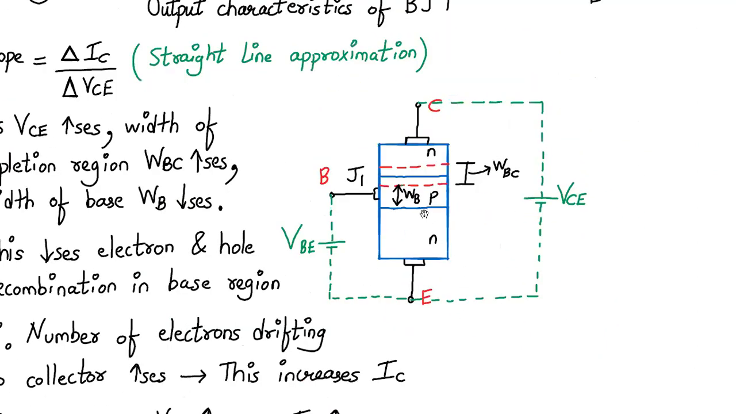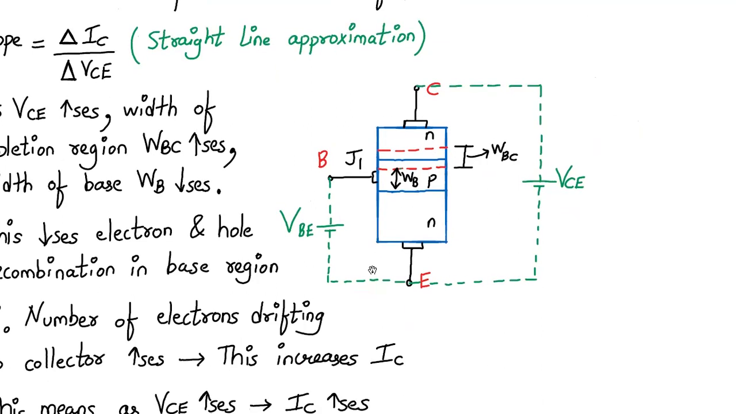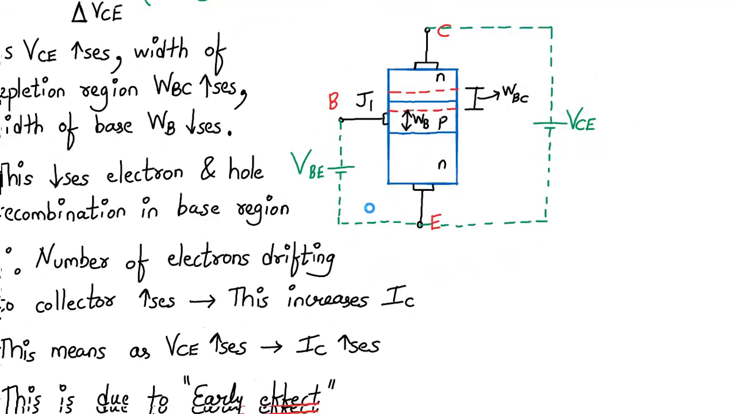Remember, the collector region has the largest area. So here somehow I will correct it, and I will update this, and I will give it to you. The base region is very thin and has the smallest area, and the collector is the largest. So that correction I will make.